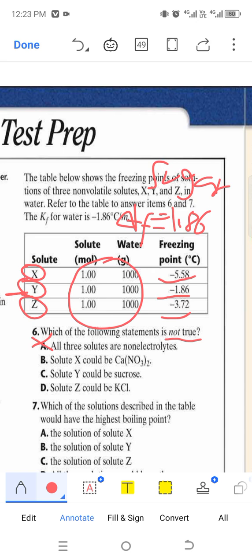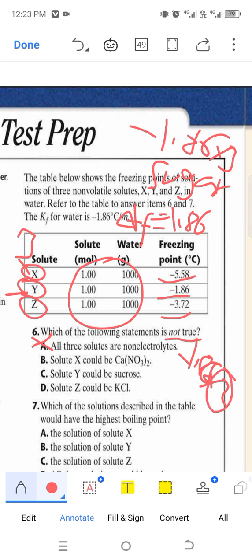How about the X, guys? Minus 1.86 must be multiplied by which number to get minus 5.58? Of course, 3. So the X must be an electrolyte solution with an ion factor of 3. And the Z, minus 3.72: minus 1.86 must be multiplied by 2, the ion factor, to get minus 3.72. So Z is an electrolyte with an ion factor of 2. So A is the correct answer for this question, guys.